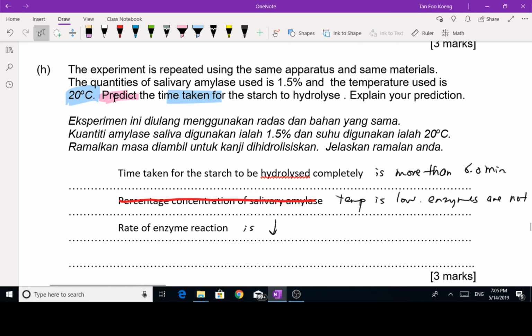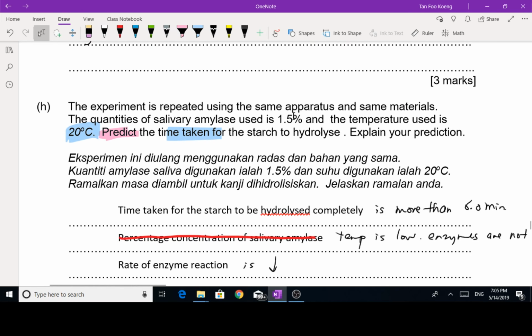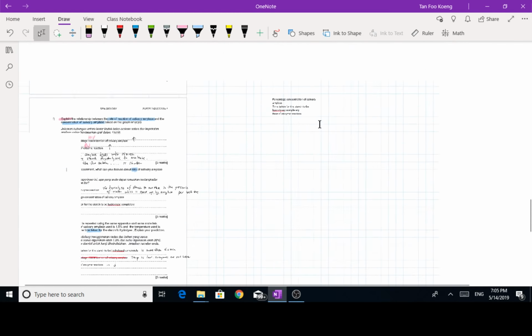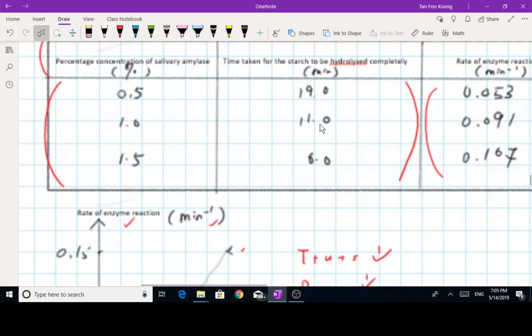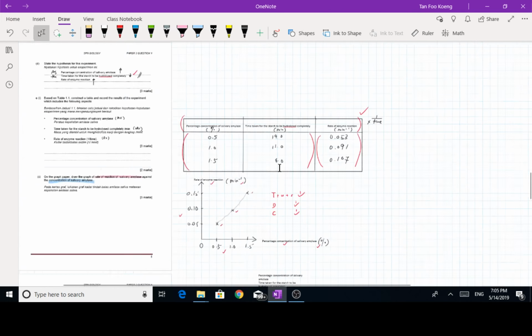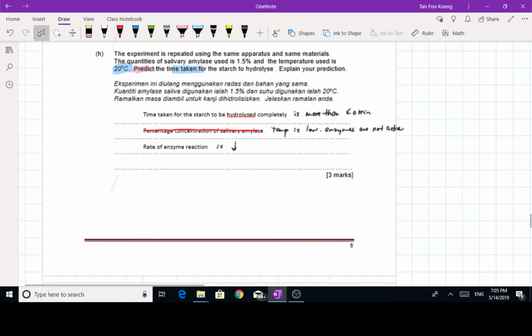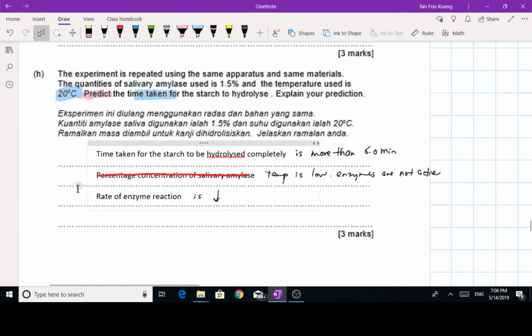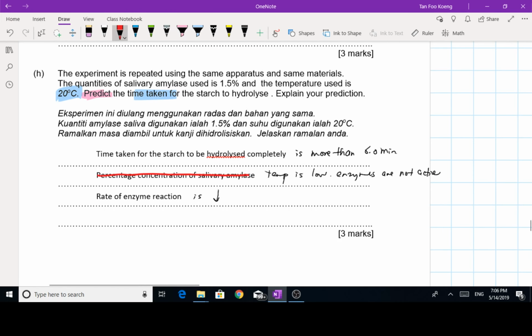Alright, so first of all, I need to predict the time taken. So let's use 1.5%, 37 degrees Celsius as my benchmark here. So it was 6 minutes. So if I reduce the temperature, then the time taken will be longer, since the rate of reaction is lower. So the time taken for the starch to be completely hydrolyzed is more than 6 minutes. So I get one mark for this.